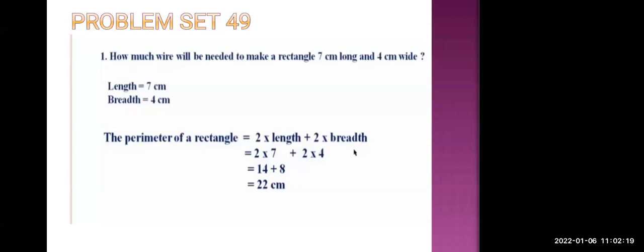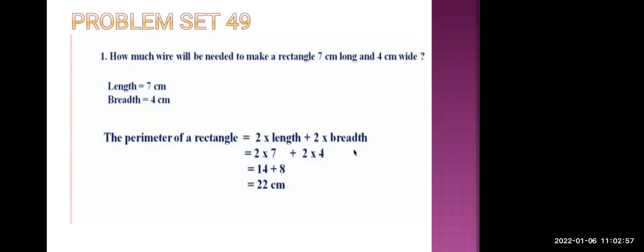Okay, now we'll start with our next problem set, that is 49. Now in 49, first question is given, how much wire will be needed to make a rectangle 7 centimeter long and 4 centimeter wide. Now in the question it is given that we have to measure how much wire must be needed to make a rectangle. The rectangle का shape कितना दिया है? That is 7 centimeter long and 4 centimeter wide.